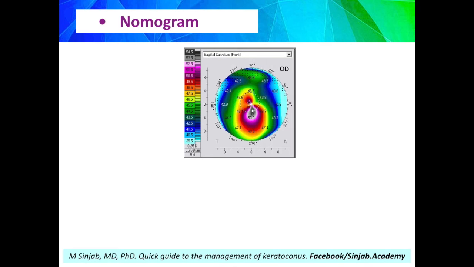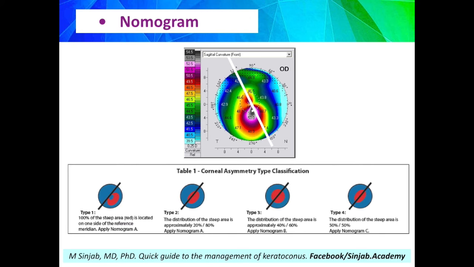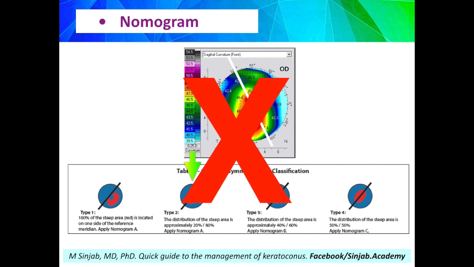Regarding the nomogram, in the traditional method, we mentioned that in this method, the anterior sagittal curvature map is used, and the determined axis is drawn on this map, and according to the asymmetry pattern on both sides of this axis, the shape will be matched with the illustrations provided by the manufacturer in Table 1, corneal asymmetry type classification, and in this example it is type 2, so we have to go for nomogram A. But I don't use this method.